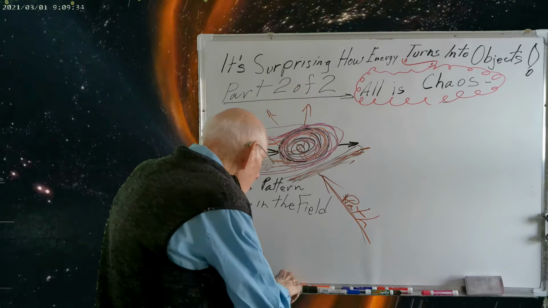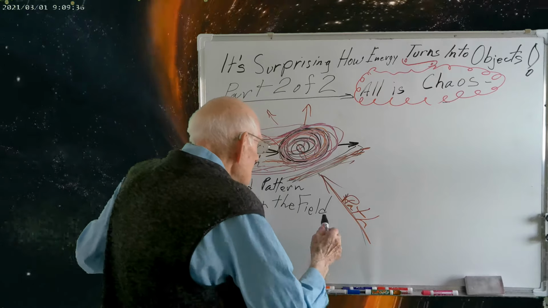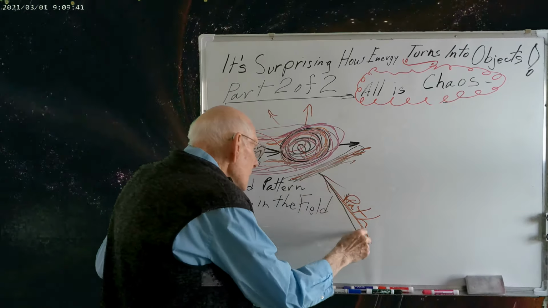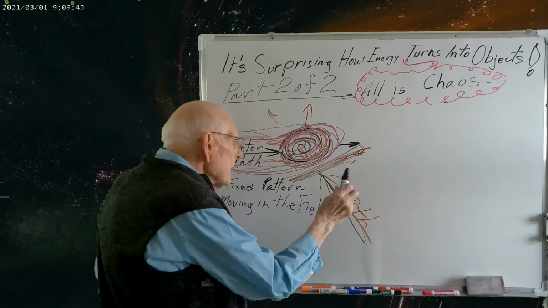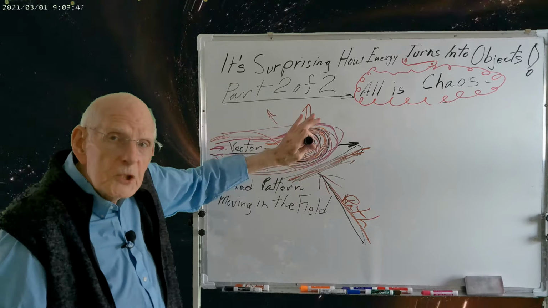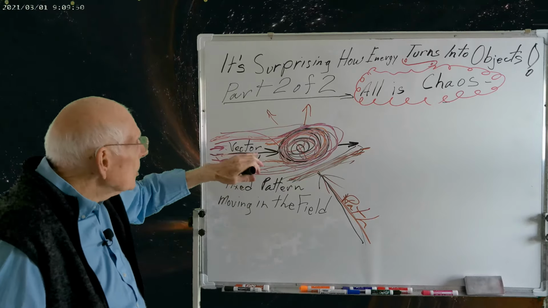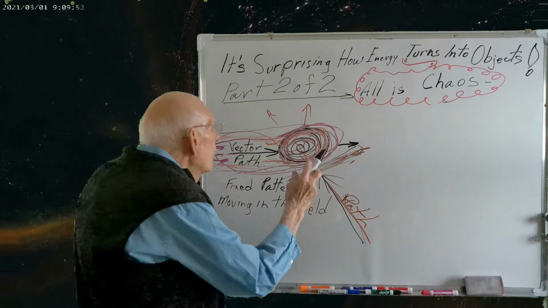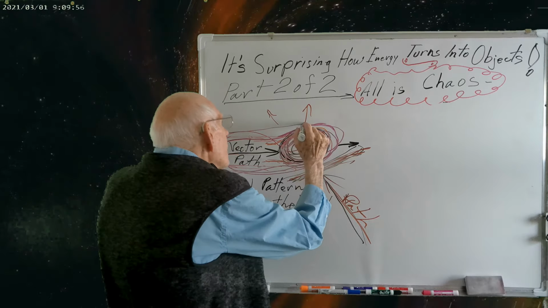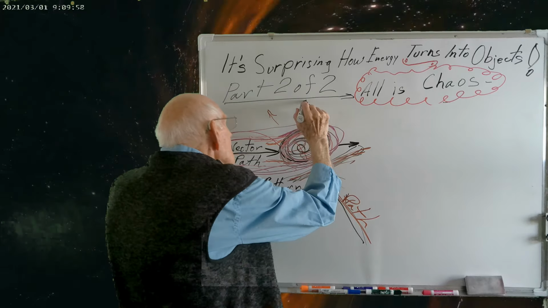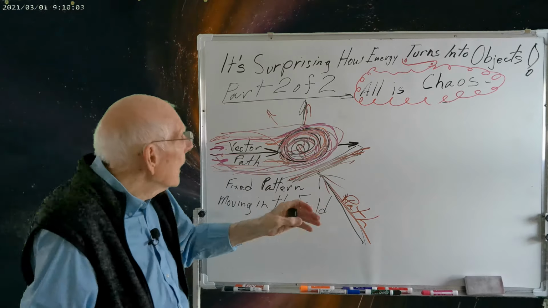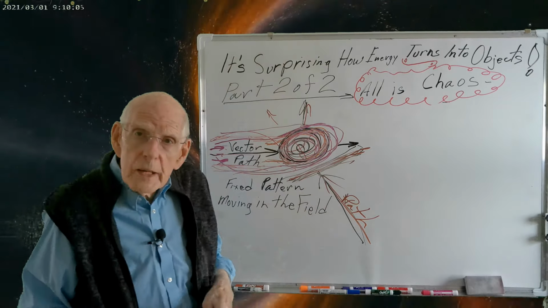And so when this, I'll try a different marker, this pattern of energy hits this fixed pattern, it changes the vector of the fixed pattern. And it will go not in the direction that it's hit, but it will be a combination of these two vectors. And it will move in a different direction.